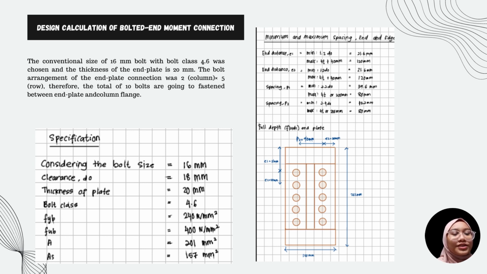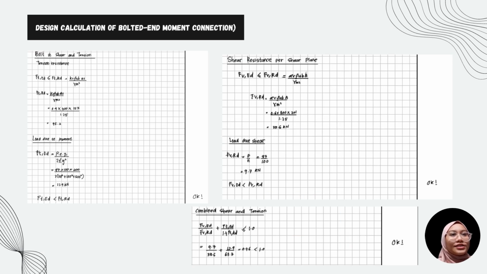Based on calculation, the design of the bolt on the plane is shown in the figure above. Next, based on the calculations, the load due to moment is lesser than the tension resistance. This indicates that the design for the bolt in shear and tension is okay. Not only that, the shear resistance is greater than the load due to shear, which indicates the design for shear resistance per shear plane was okay. Last but not least, the combined shear and tension obtained is lesser than 1, which indicates the design was okay.